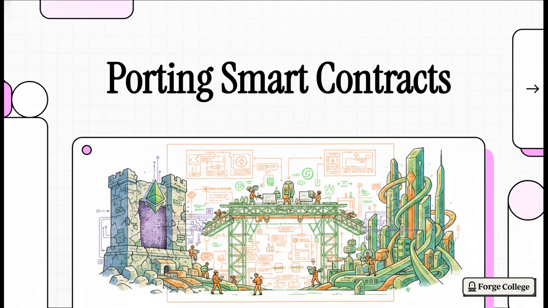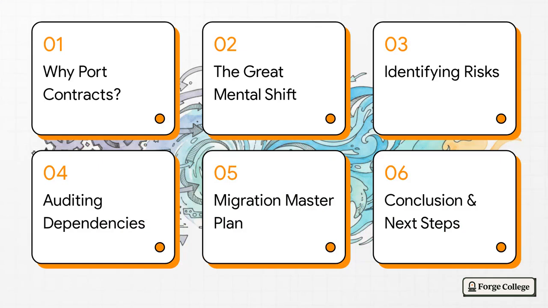Because look, moving an entire smart contract from Ethereum to Solana, it's a massive undertaking. We're not just copying and pasting code here, we're translating economic and security intents. Think of it like moving to a new house. Sure, moving your stuff is hard, but moving the entire foundation of the house to a completely different climate, that requires a totally new set of blueprints. So let's jump right in and sketch out exactly why porting smart contracts matters, and more importantly, how to do it right.